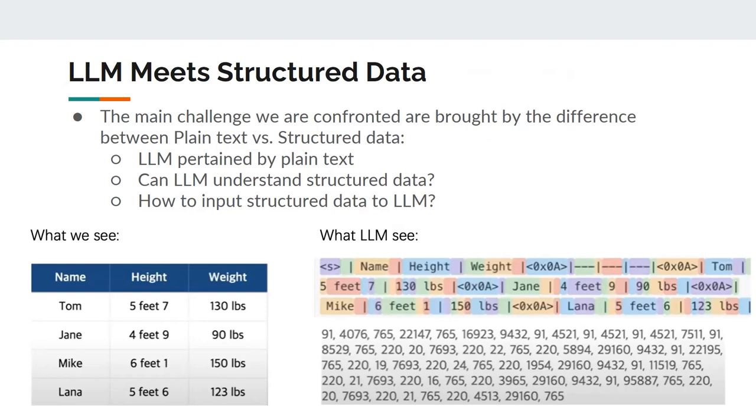To illustrate these challenges, let's consider a table example. When we look at this table, we see rows and columns filled with data. We can easily understand the relationships between the data points and draw a conclusion based on the information presented. However, when a large language model sees a table, it doesn't see it in the same way we do. Instead, it sees a sequential form of the table, for example, the markdown form. This form is quite different from the two-dimensional structure of a table that we are used to. This difference in perception poses a significant challenge for LLMs when dealing with structured data. So the question is, how can we bridge the gap? This is one challenge we are confronted with when incorporating structured data with large language models.